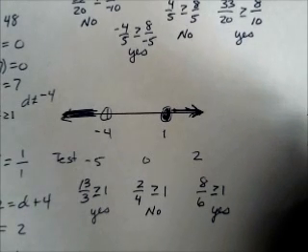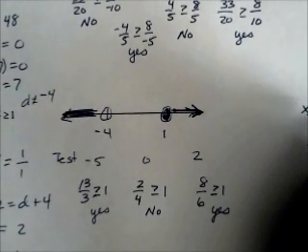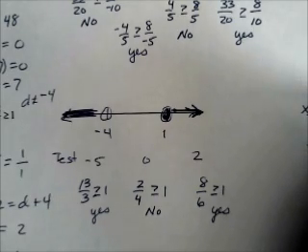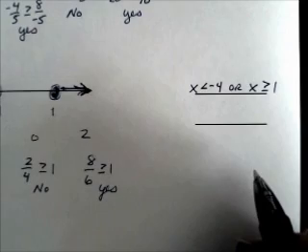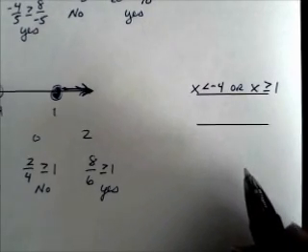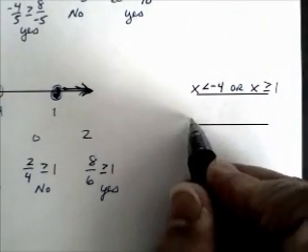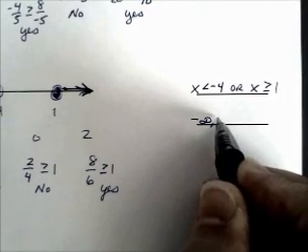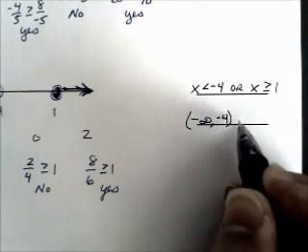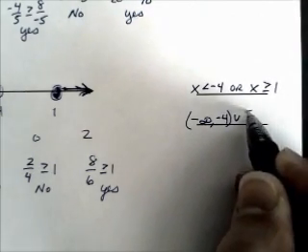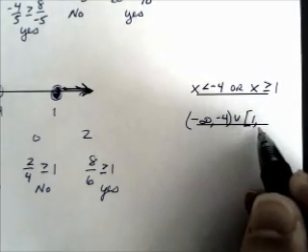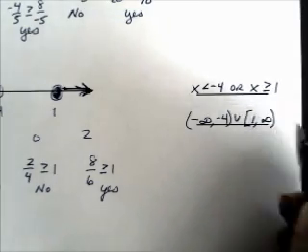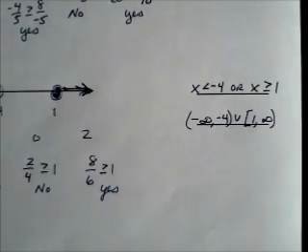So symbolically, we have x is less than -4, or x is greater than or equal to 1. And interval notation, -∞, comma, -4, parentheses, union with, bracket 1, positive infinity. And we'll hold off on number 5, and we'll do number 5 in class tomorrow.